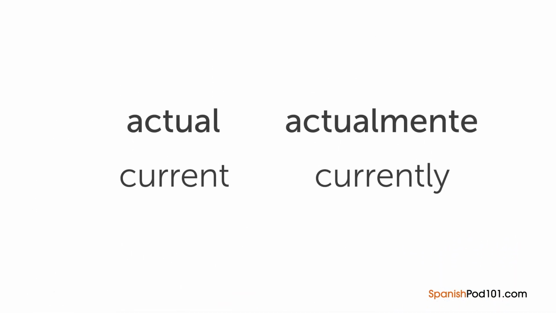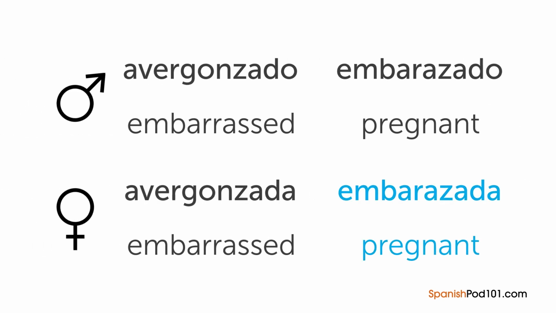And that's how you use actual, because actual means current. Actualmente means currently. Be careful with embarazada too. Embarrassed is avergonzado for men and avergonzada for women. Don't use embarazado with a man because it means pregnant.